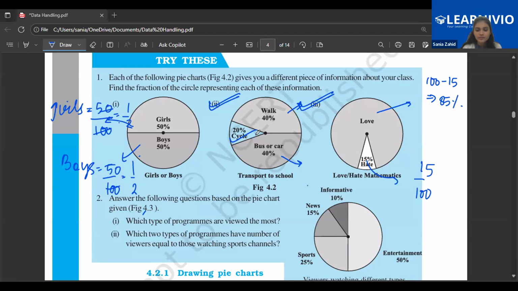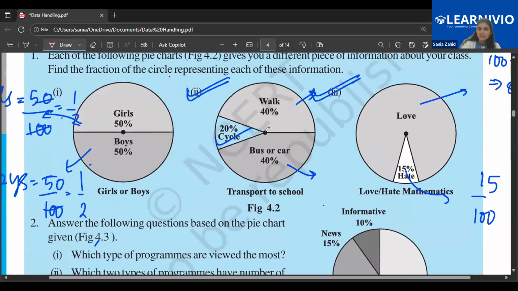Students, did you complete it? Yes, ma'am. Yes, tell me the answers. Ma'am, can I give the answer for the second one? Yes, tell me the answer for the second one. Ma'am, for the walk percentage, it is 40 by 100. And when I divide it, I get 2 by 5. You had to write a fraction. You've converted that to a decimal. That's not correct.